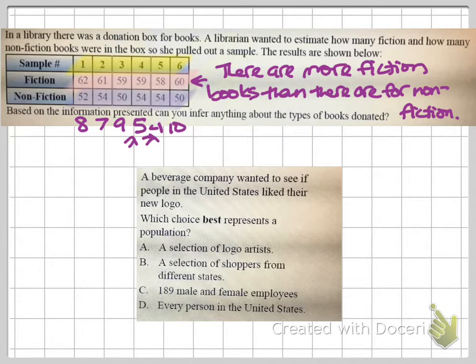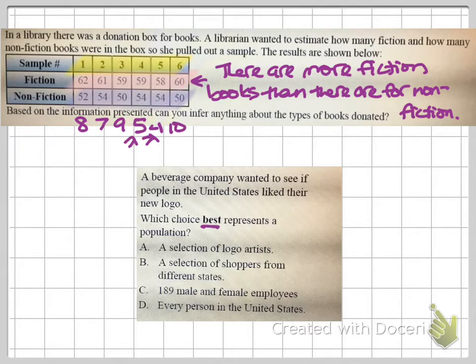Now we're going to change a little bit. Instead of looking at inferences, we're going to look at samples to determine what type of data set we're beginning to look at. A beverage company wanted to see if people in the United States like their new logo. Which choice best represents a population?